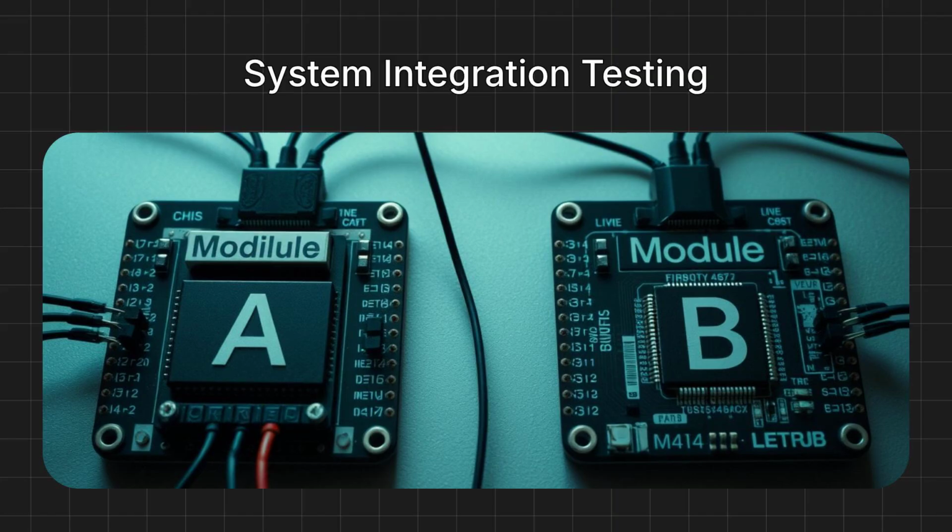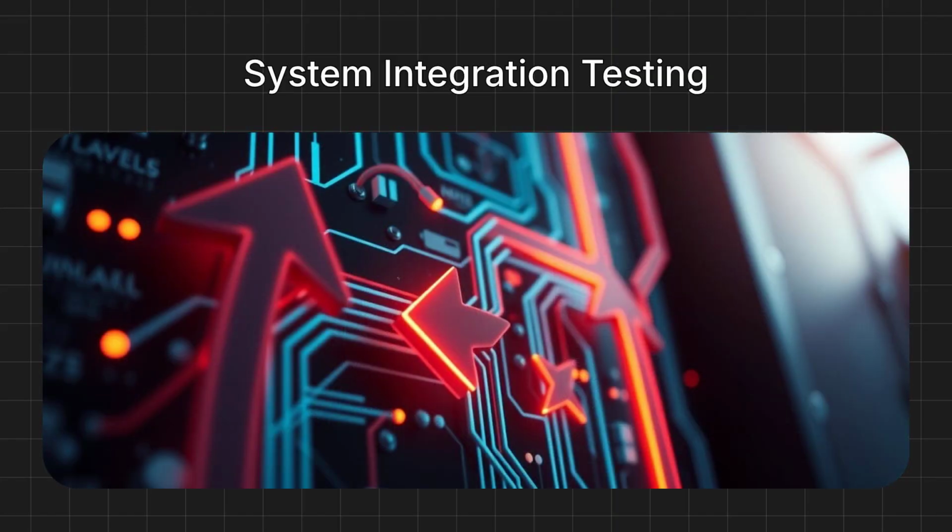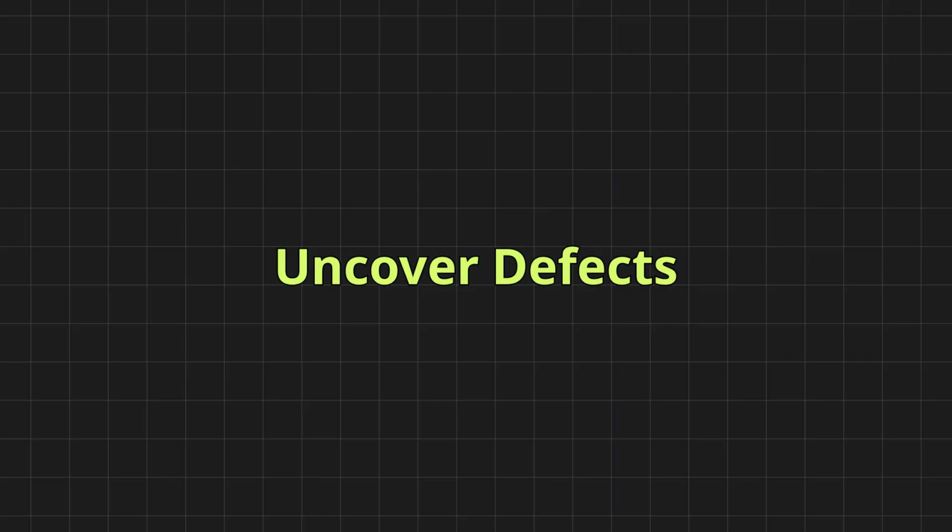System integration testing verifies that distinct modules, when combined, function correctly as a group. It checks the data flow and communication paths between these integrated components. The goal is to uncover defects that arise from the interaction between modules rather than within a single module itself. These integration issues are often complex and can be difficult to diagnose later.